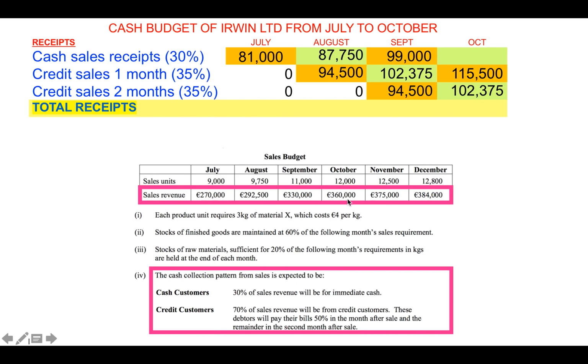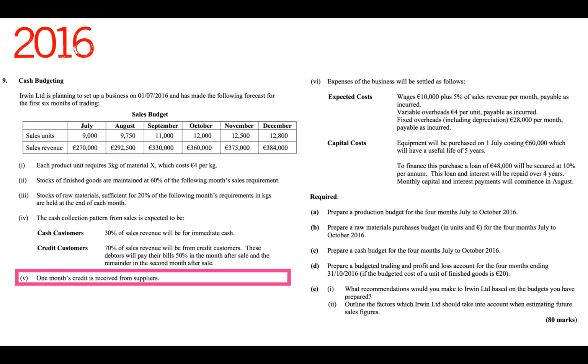October's 360,000 multiplied by 30% is 108,000 euro. When we tot all of those up, we get those total receipts there. So that's all of the receipts done.